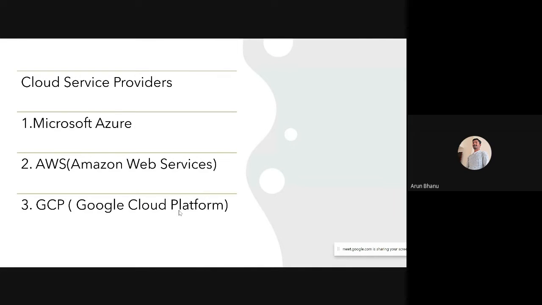Here it is. I already mentioned that there are three main cloud service providers. The first one is Microsoft Azure, the second one is AWS, that is Amazon Web Services, and the third one is GCP, Google Cloud Platform.